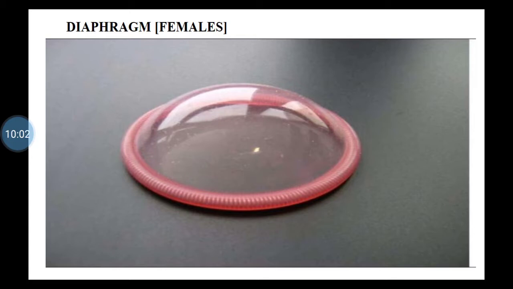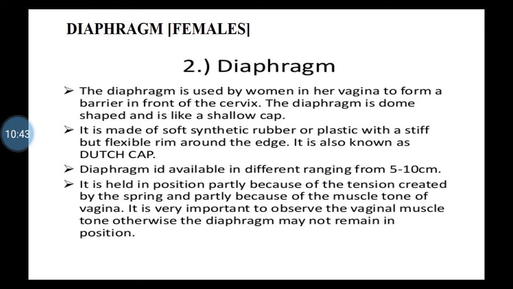It must remain in place at least for 6 hours after sexual contact. To make it more effective, spermicidal cream can be used. After 6 hours, it is to be removed carefully from the vagina. It is to be washed thoroughly with soap and water, and stored properly by lubricating with talcum powder. The container also must be very clean.